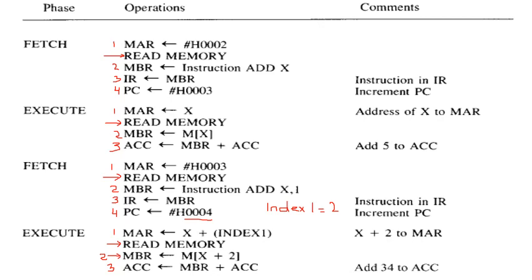In step number 3, the instruction will be transferred from MBR to IR, that is the instruction register, and then PC will be incremented by 1 in step number 4. So the new value of PC will be 0003. So this was the instruction fetch process for instruction addx. Now we will discuss the instruction execution process for the instruction addx.